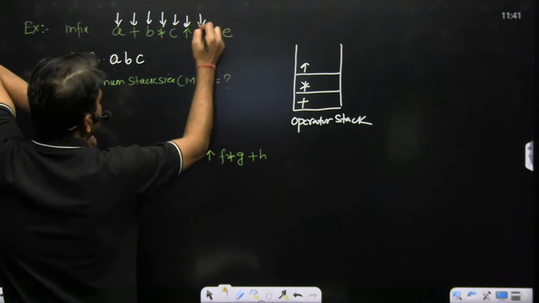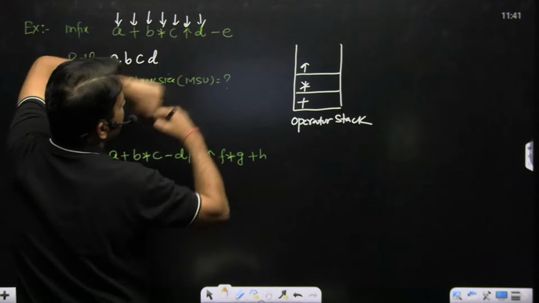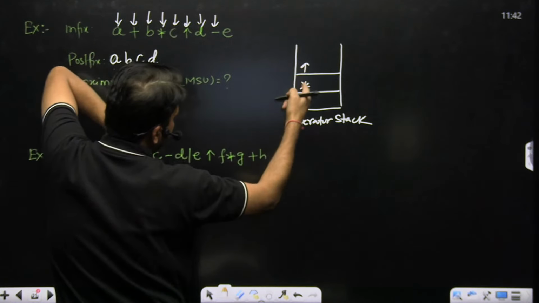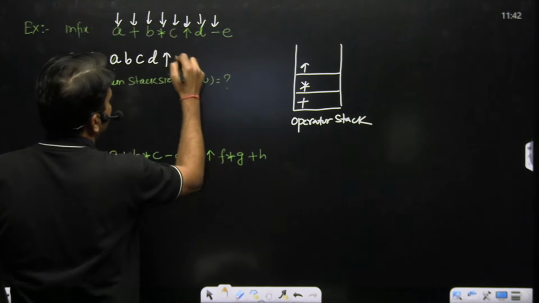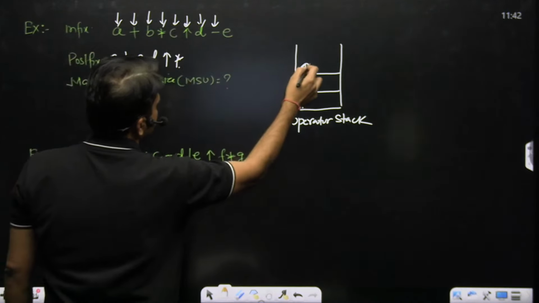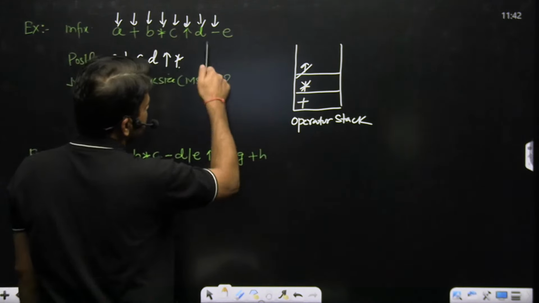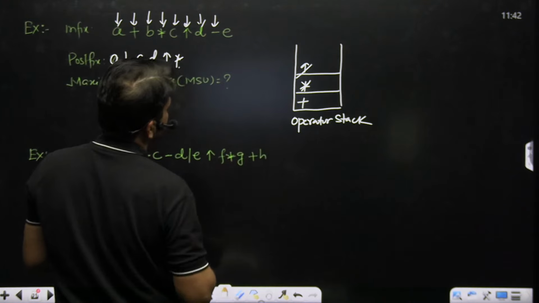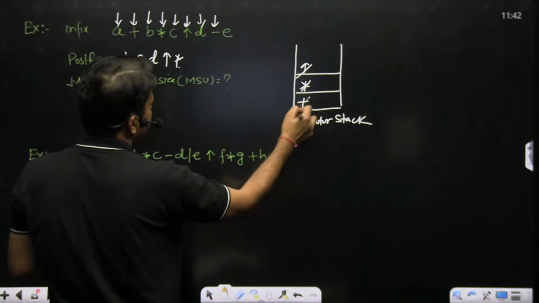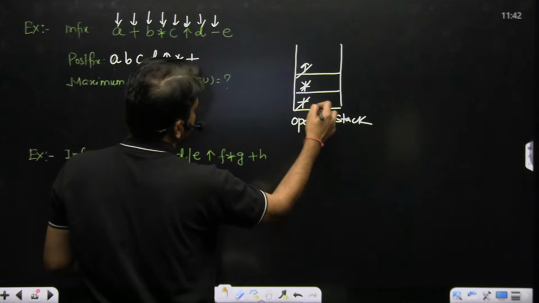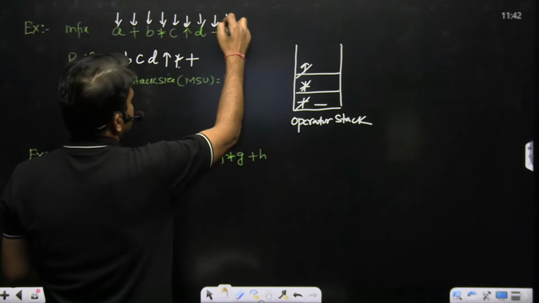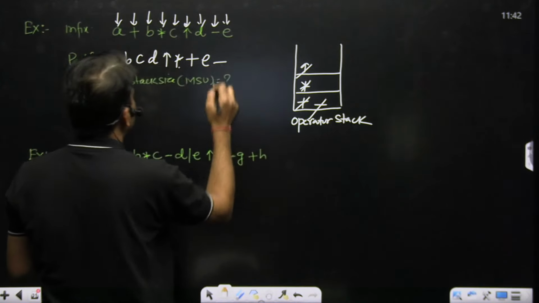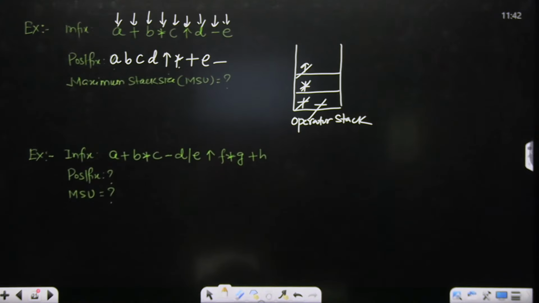And after this, this is D. D is an operand here. And this minus is an operator having less precedence than power and star. So immediately pop these two. And minus and plus have equal precedence. In this case, check the associativity rule. Plus came first, left associative. So pop this plus also. And after this, push minus here. And then E is an operand here. And after finishing this, pop this minus also. So this is the postfix expression.